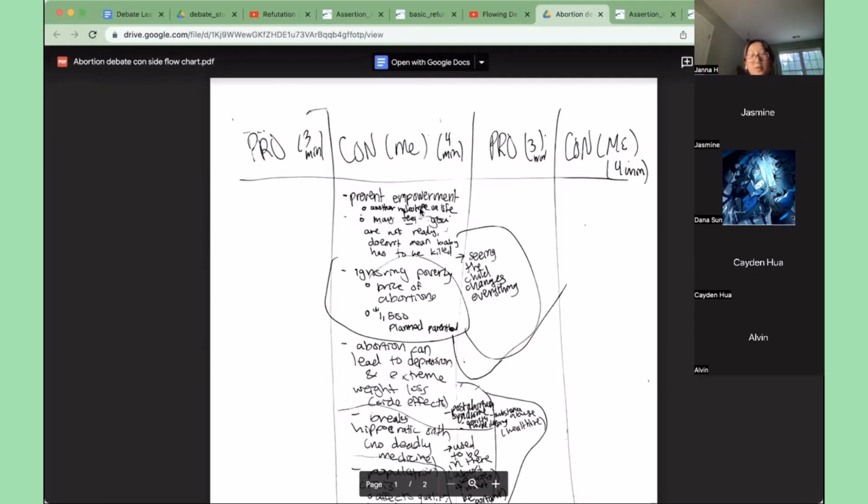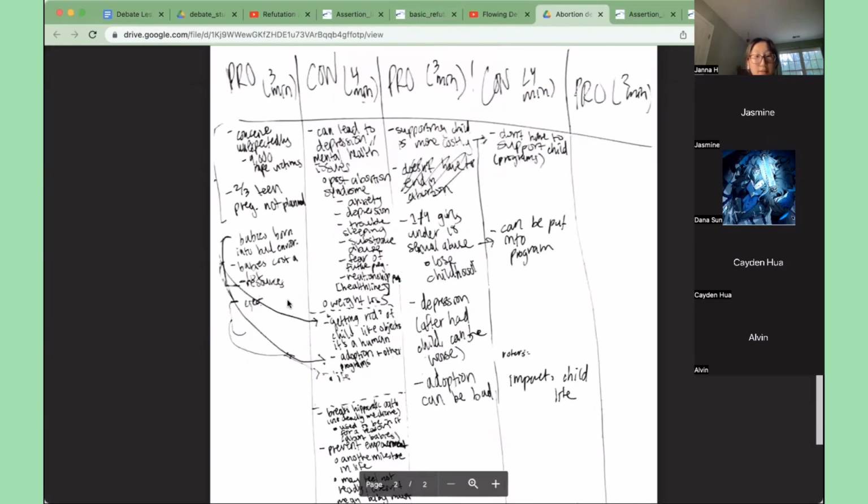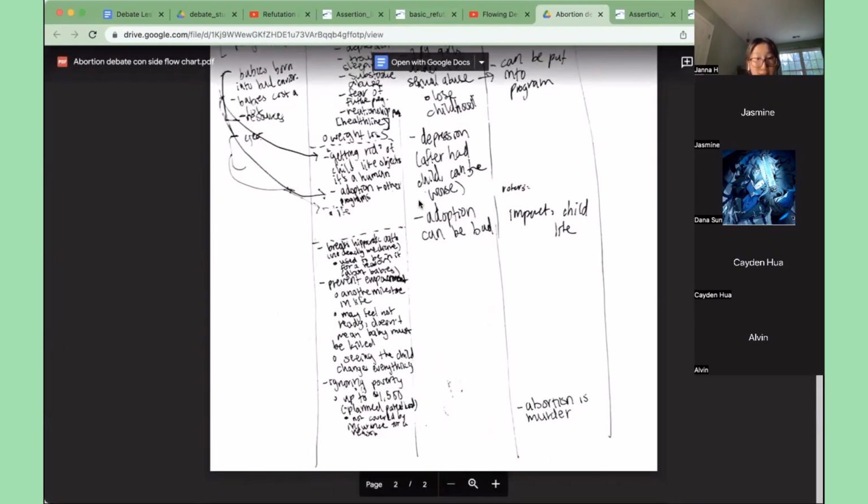So this was an example from an abortion debate I had. Usually there's columns for each time that people will be talking, each of those speeches, and then you take notes on what the other side said, what you're gonna say, all of that. And obviously, it's really messy here.